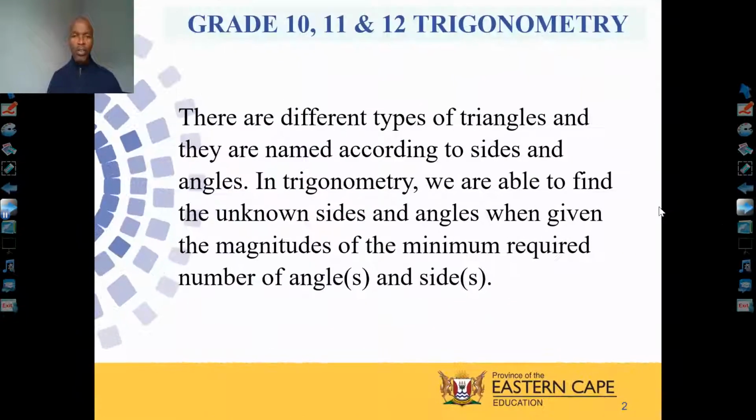Now, I want us to just look at triangles. Basically, there are different types of triangles, and they are named according to sides and angles, right? But we're not going to be focusing on that because that is more on Euclidean geometry. But in trigonometry, we are able to find the unknown sides of those triangles as well as unknown angles when given the magnitude or magnitudes of the minimum required number of angles as well as side or sides, right?